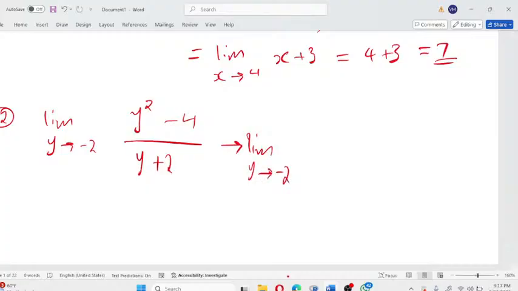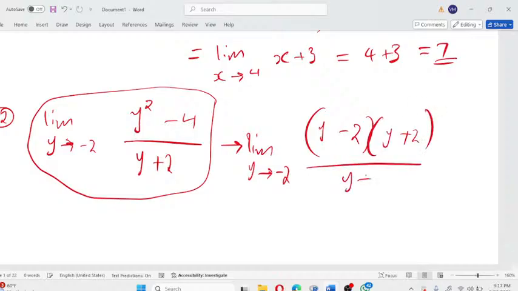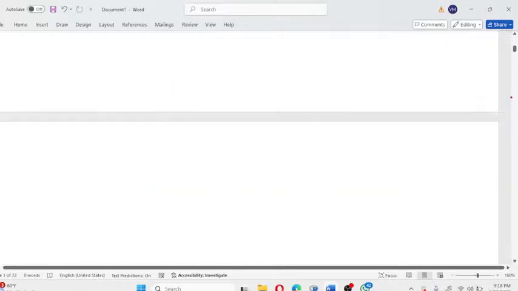The reason why for this one you're not going to do direct substitution is because if you substitute negative 2, our denominator is going to be 0, and any number divided by 0 is undefined. So we're trying to simplify this so that it does not give us an error. This one is the difference of two squares, so we're going to say (y minus 2)(y plus 2) all over y plus 2. So we can simply cancel this and this one out.